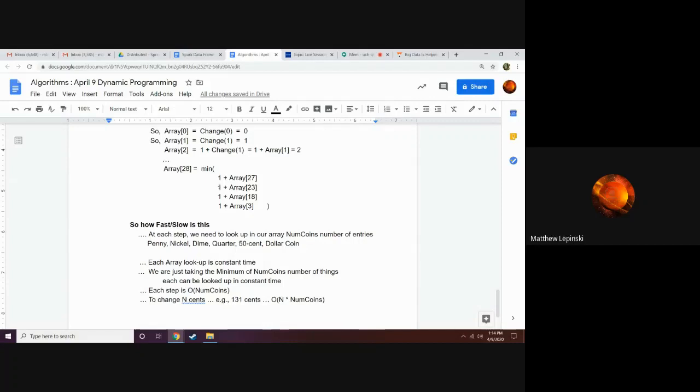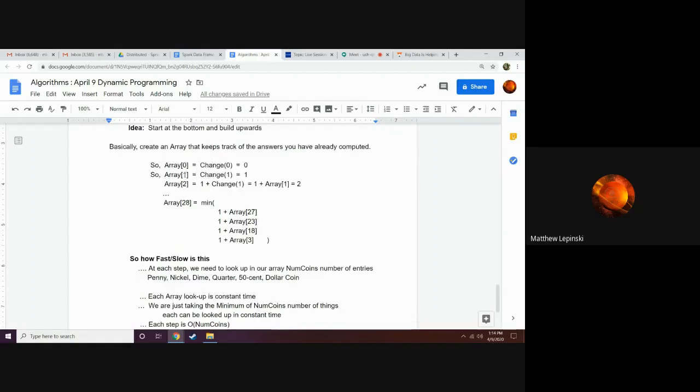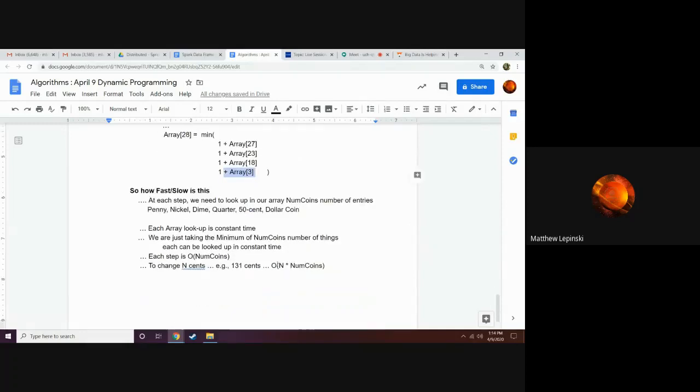And the key is that because we're remembering everything, we start at 0 and go 0, 1, 2, 3. So by the time we get to 28, these are all things we've already computed, so we can just look them up in constant time. And it's going to be just the number of coins times how many times through our loop. Does that answer your question, Ellie?